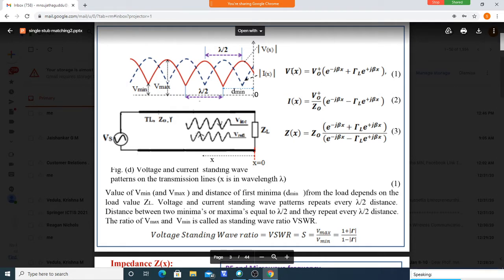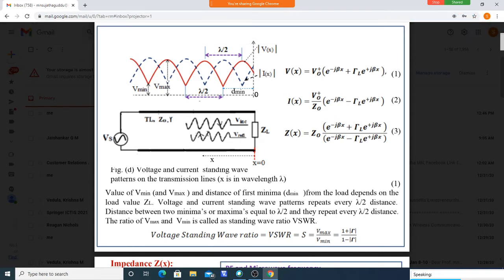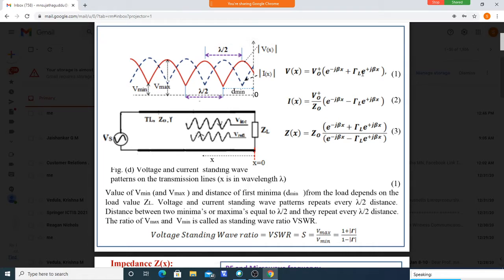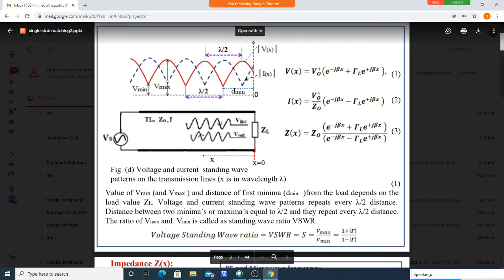if you take the magnitude of this V of x and plot it, it will look like this. Here, this is the voltage variation V of x. As we studied, it is the addition of reflected and incident waves, and they are of the same frequency.